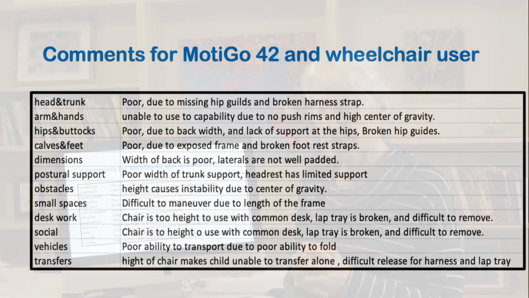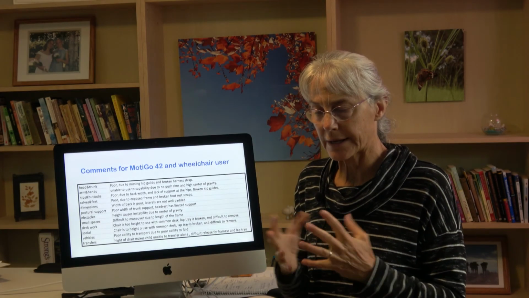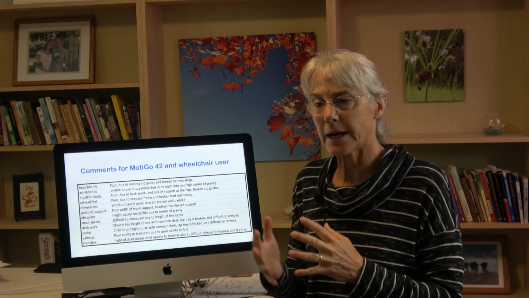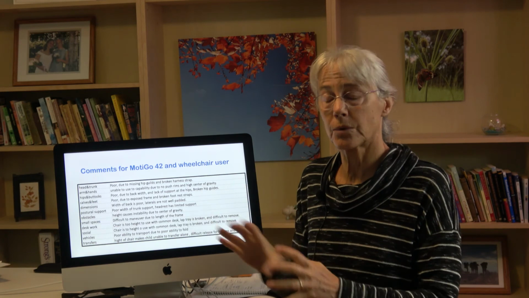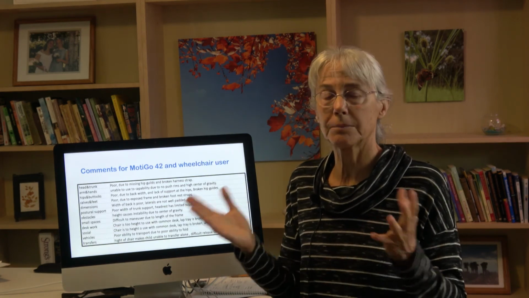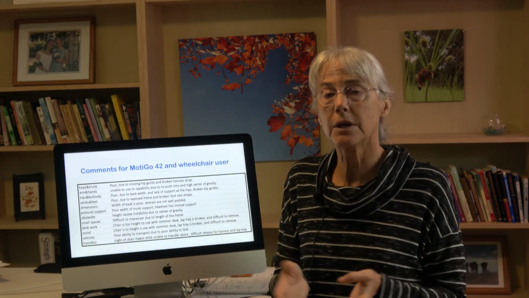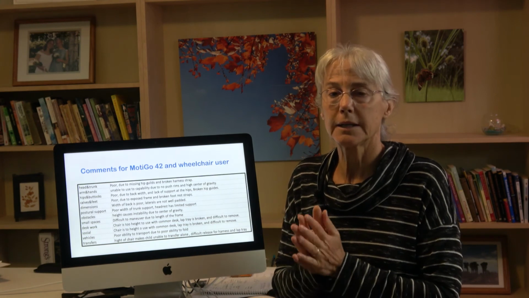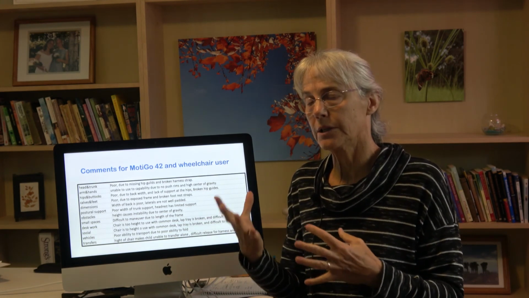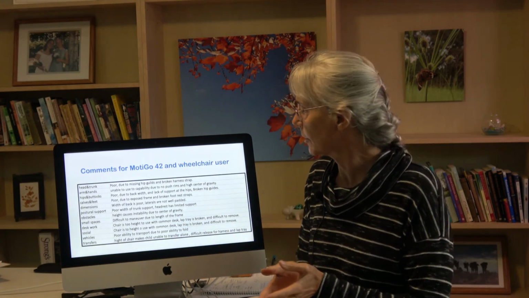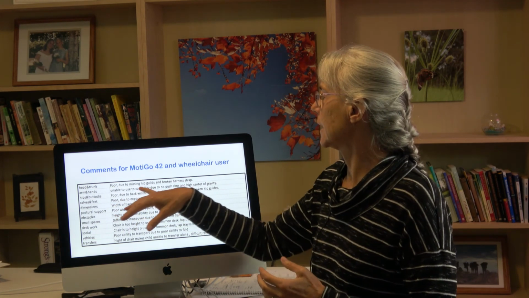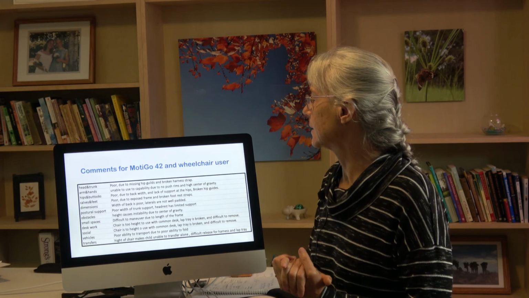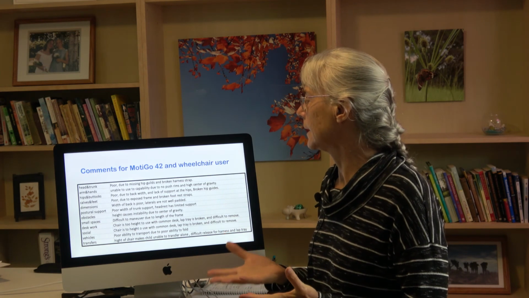The Modi Go is intended for children that need lateral support and have trouble sitting up, yet it has some limitations. And this is just for this one Modi Go and its user. To make a statement about Modi Gos in general, you'd have to do it with 30. And then you would only know for that location, and you would find out also if they're being prescribed correctly. But you find here, this one, the child is unable to use their arms and hands because there are no push rims and a high center of gravity.